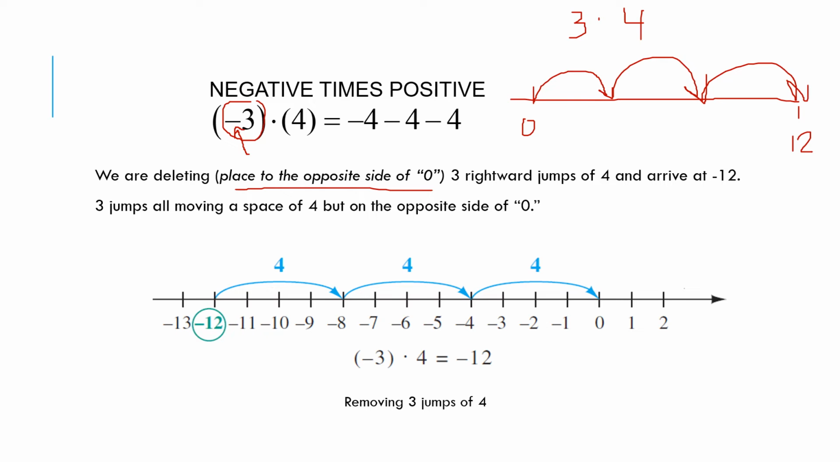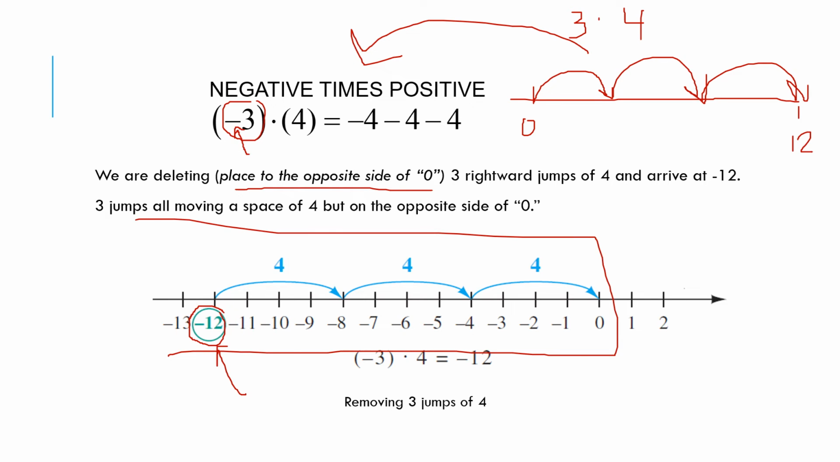Typically, I would go to the right of 0. All I'm doing now when that negative sign gets involved is picking those jumps up and moving them to the opposite side of 0. So now they're going to be in negative territory instead of positive territory. And where the tail of our last jump lands, that's our answer, -12. It's like we're picking up these positive jumps and moving them to the opposite side of 0, into negative territory, to the left of 0 rather than to the right.